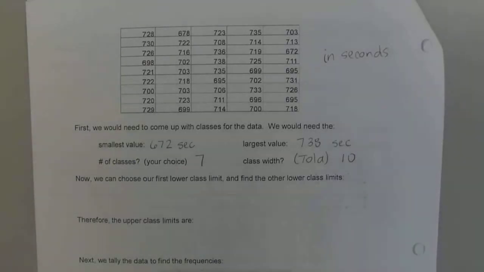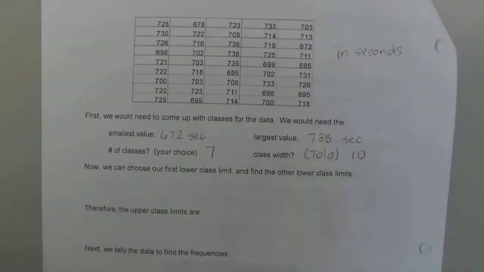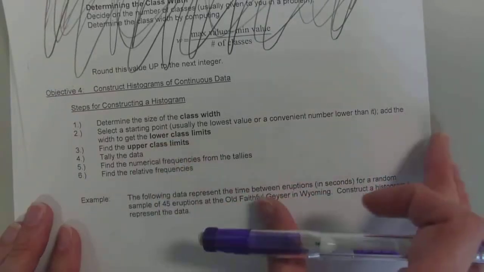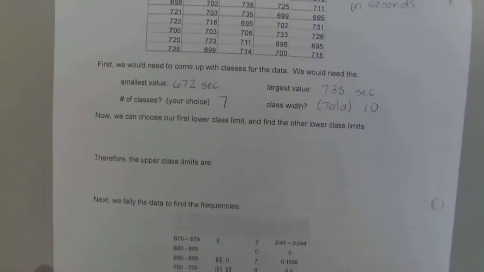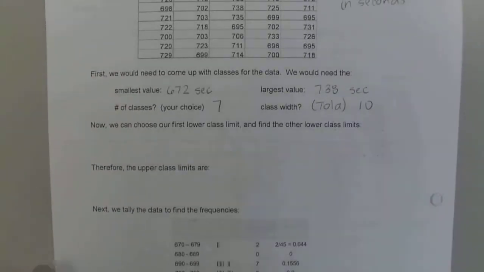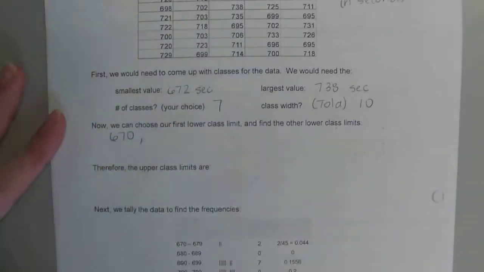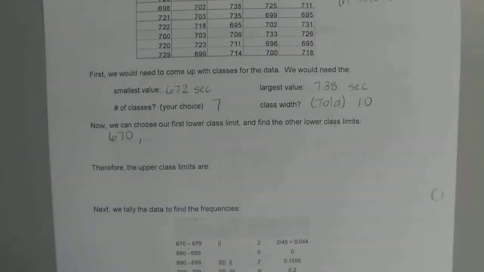All right, so now what we're going to do, this is going to be kind of awkward because normally I would do this vertically, but just to save room, I'm doing it horizontally. Let's come up with all of our lower class limits. And you're like, what the heck was that again? How we do it is we select our starting point, usually the lowest value, and then we're just going to add the width to get all of our lower class limits. So what was a good starting value? 672 is not horrible, but what would be prettier? 670. Do you guys agree jumping by tens is a lot easier than 72, 82, and so forth? So let's start at 670 for our first lower class limit.